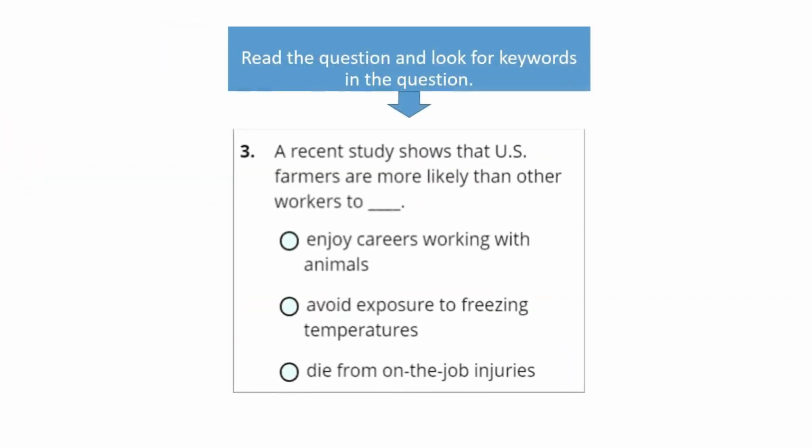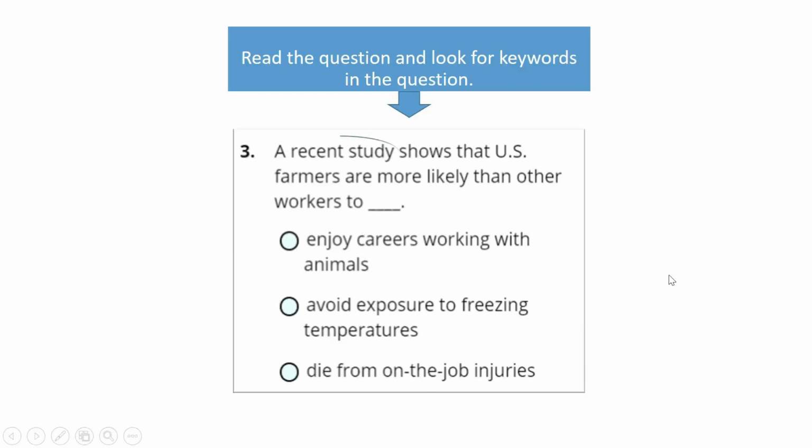So after we have read the first line and second line of each paragraph, we read the question and look for keywords in the question. As mentioned before, we will deal with question 3, where it says a recent study shows that US farmers are more likely than other workers to. So we have a space and we have to choose from these 3 choices here to fill in that space.